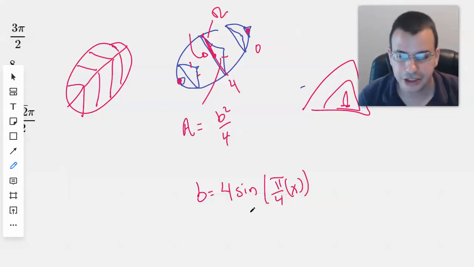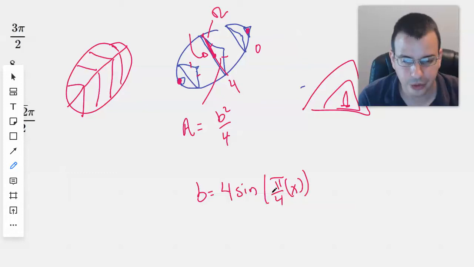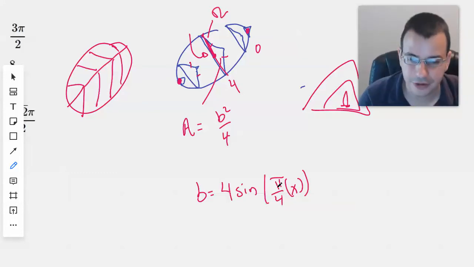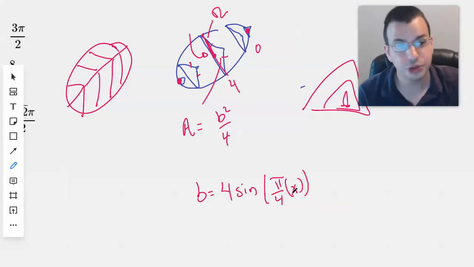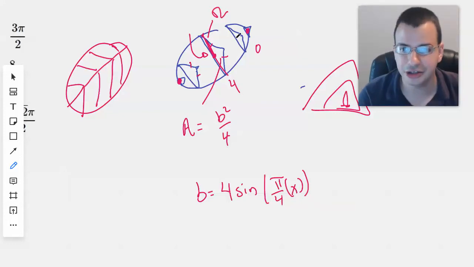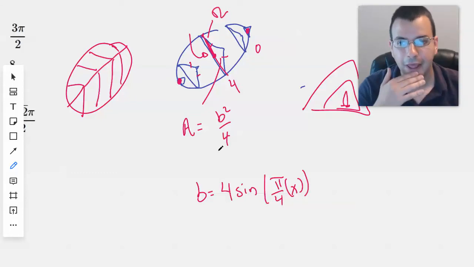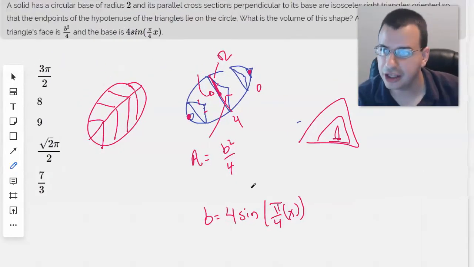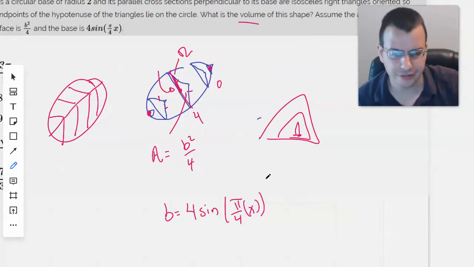If we plug in the minimum and maximum, plugging in 0 gives 4 sine of 0, and sine of 0 is 0. Then if we plug in 4, we get pi over 4 times 4, which is sine of pi, which is also 0. So it makes sense that this starts at 0 and ends at 0. So what we're going to do to find the volume is set up the integral.